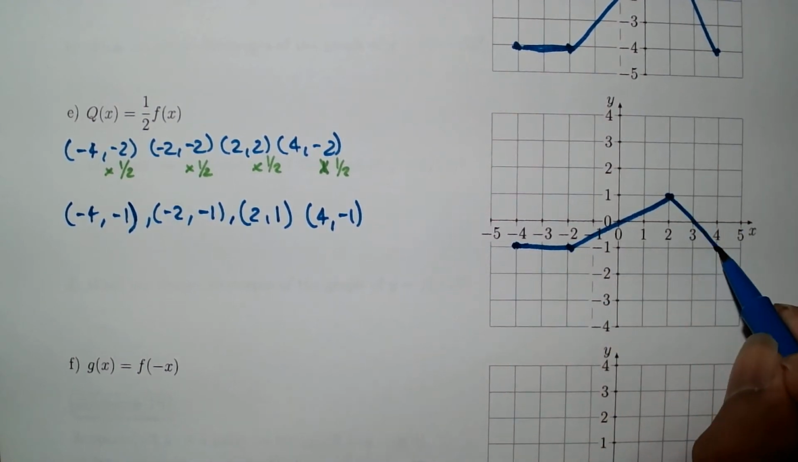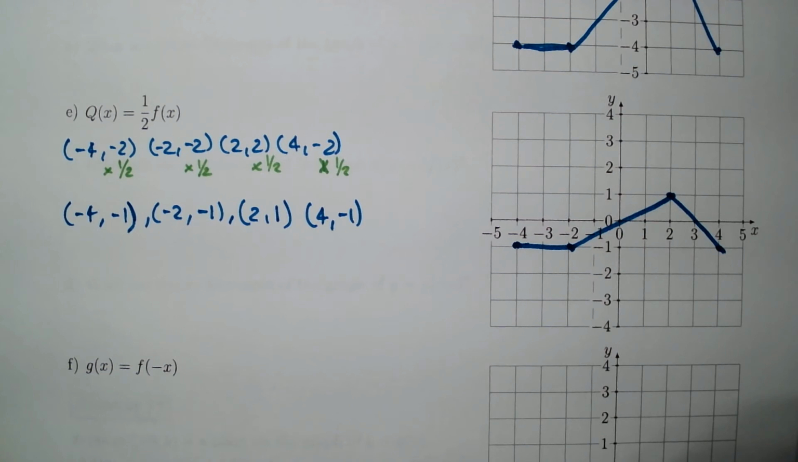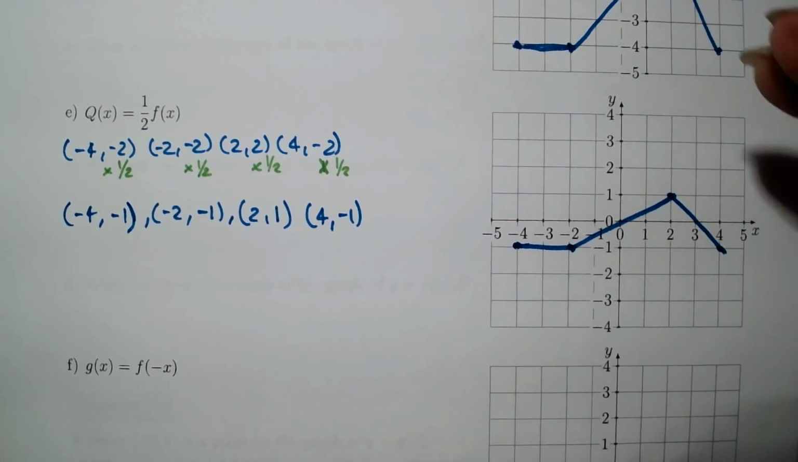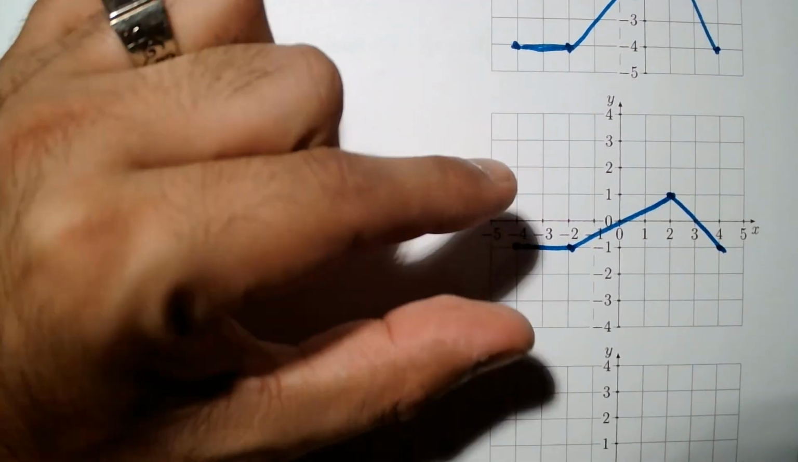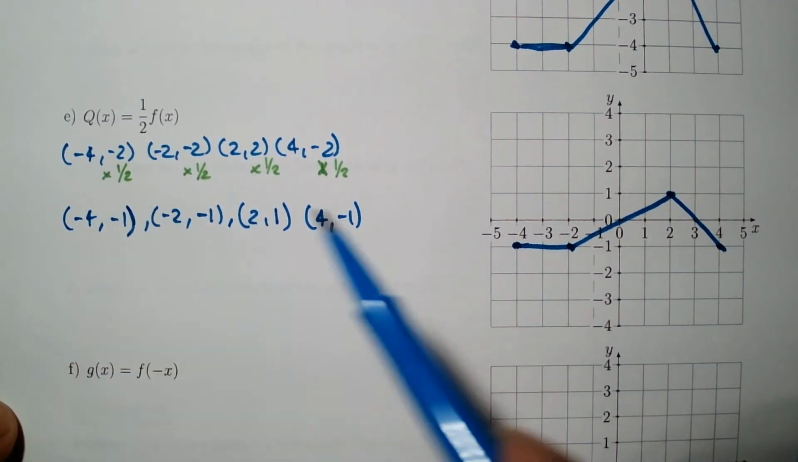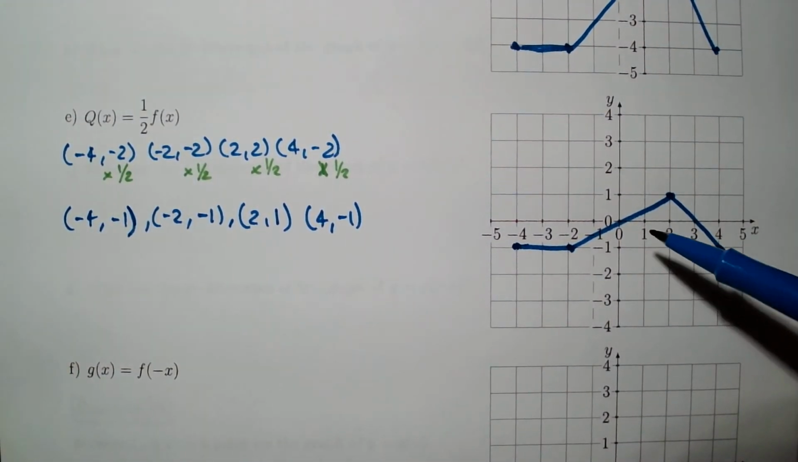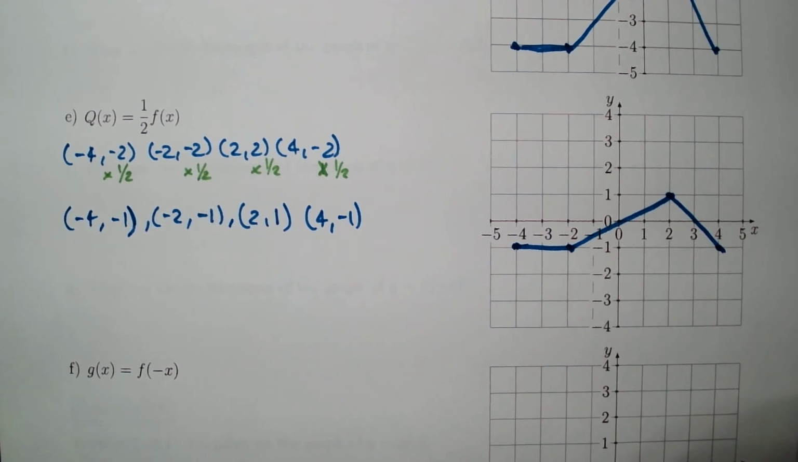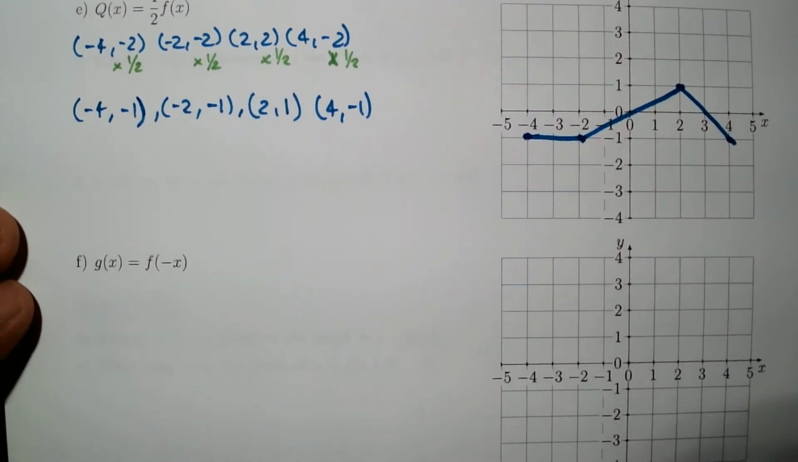So now we have something a little bit different this time, right? We have it a little bit shrunk. The graph shrank because of this 1/2. So the graph shrank or compressed vertically by a factor of a half. Now let's look at the next transformation.